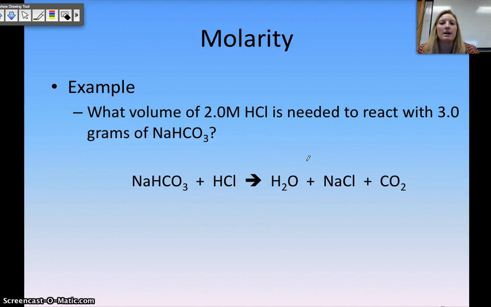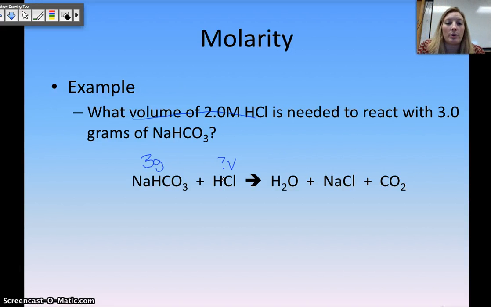Okay, let's try another one here. Let's try putting stoichiometry in with our molarity, or vice versa, molarity in with our stoichiometry. So we are looking for what volume of HCl, so we want to know the volume here, is needed to react with 3 grams of NaHCO3. So we are going from grams to volume on our map, starting down here, going to volume of something different.